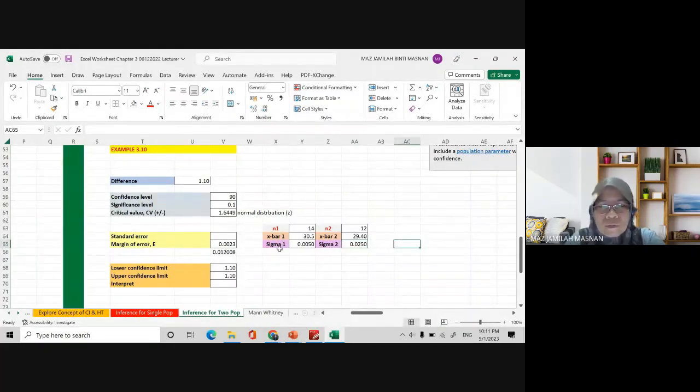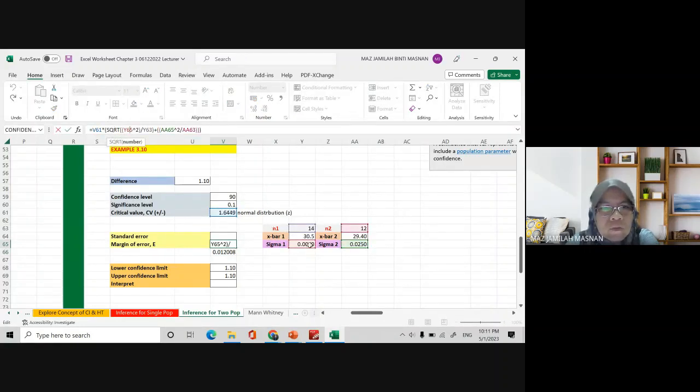Okay. So now, okay, 0.0, but now it's still wrong. Sigma, okay, V61 multiply with square root of 0.00 squared divided by Y63 plus AA squared divided by... Okay, I think I should use this way.